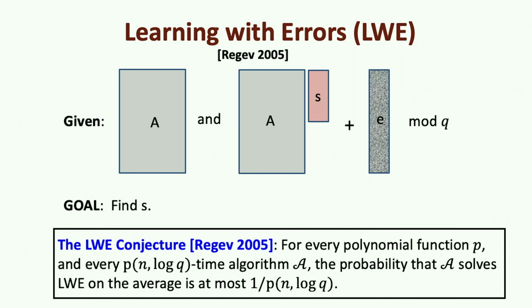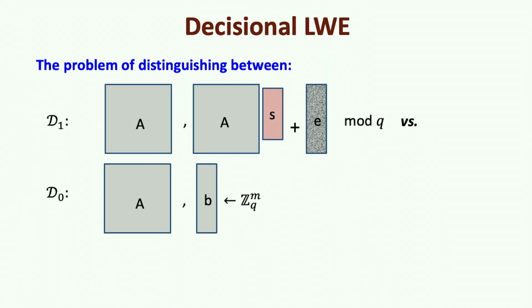So this problem has a ton of cool properties. For one, and I'll tell you again briefly at the end, this problem has a worst case to average case reduction. But other than that, here is a different problem which turns out to be more useful for cryptography, which is a decisional version of this problem. So the LWE problem is a search problem. I give you a bunch of noisy linear equations, find the secret.